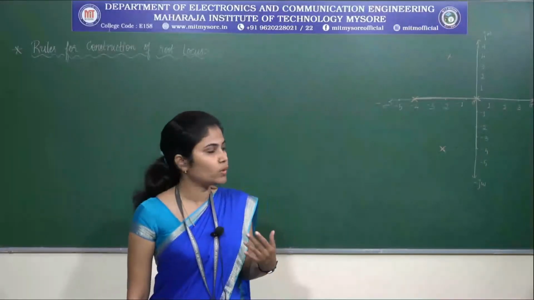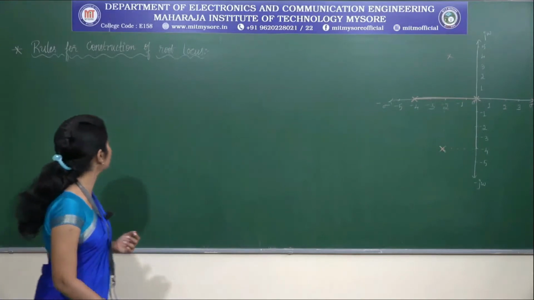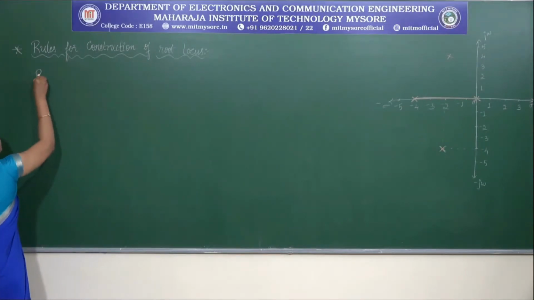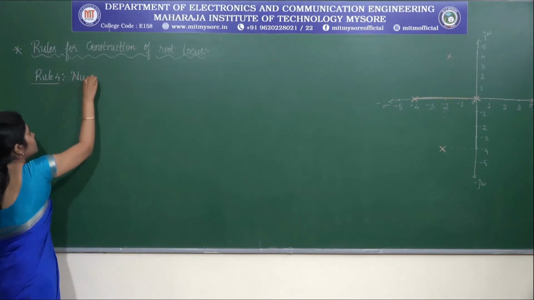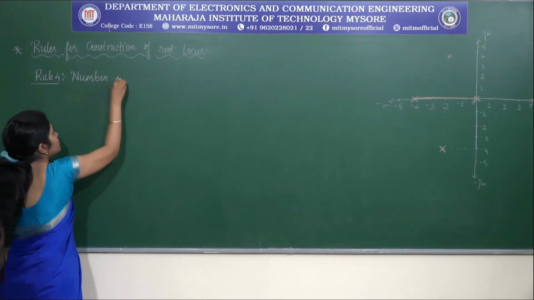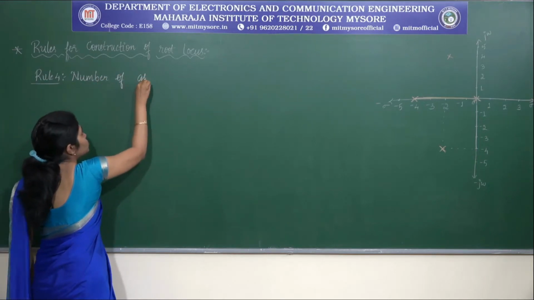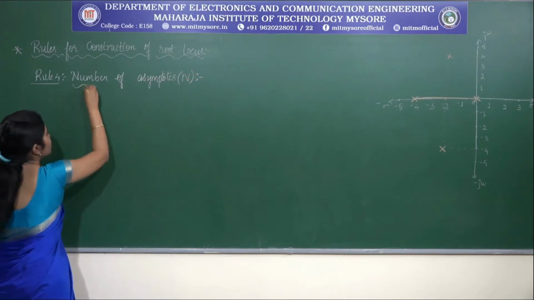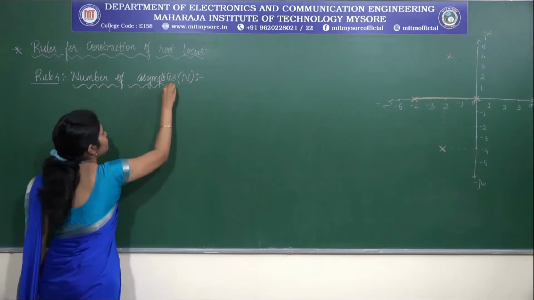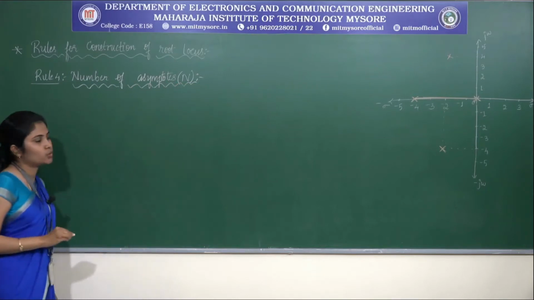Completed rule 1, rule 2 and rule 3. Now let us move on to rule 4. So in rule 4, we are trying to find out the number of asymptotes, which is denoted by n. In rule 4, we are trying to find out the number of asymptotes n.